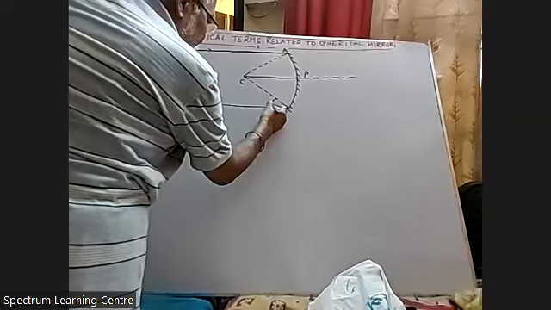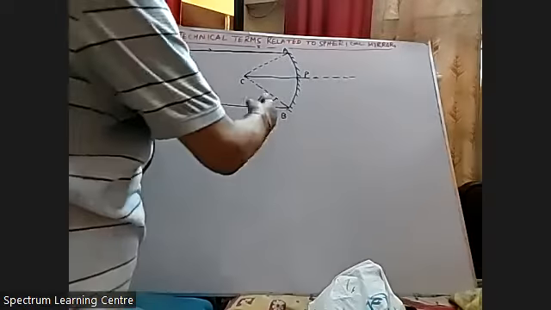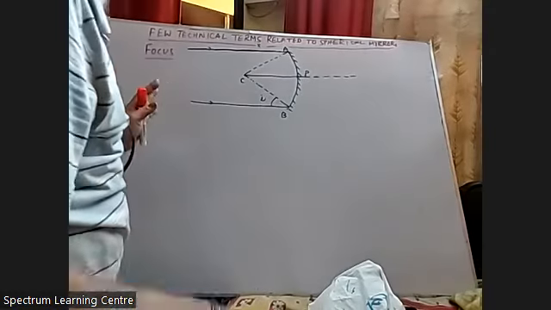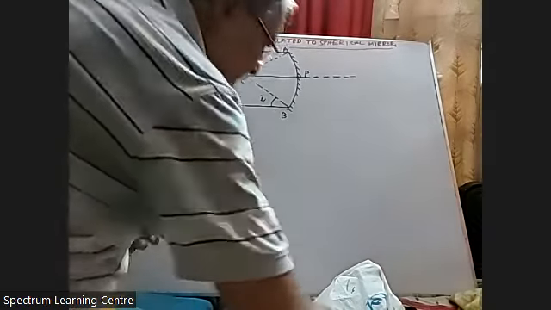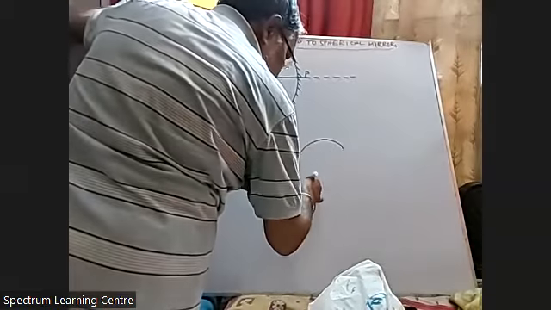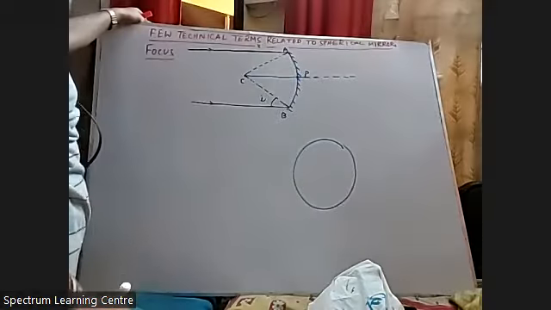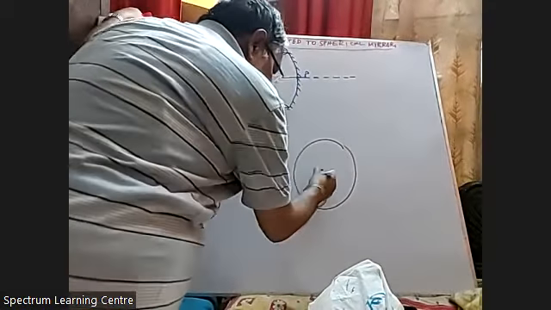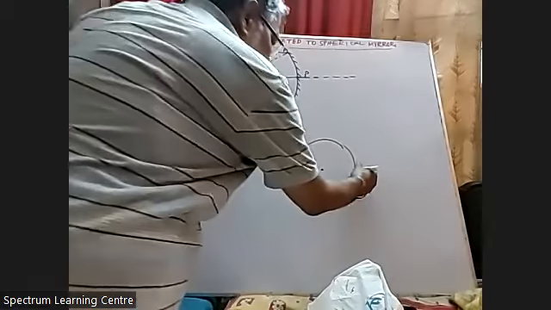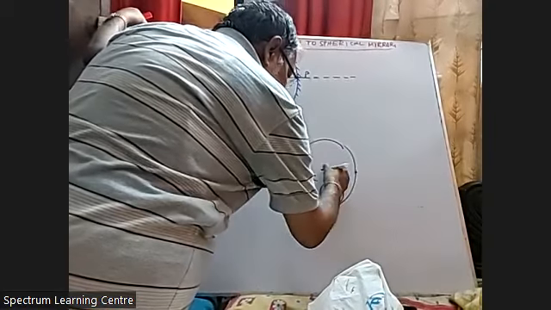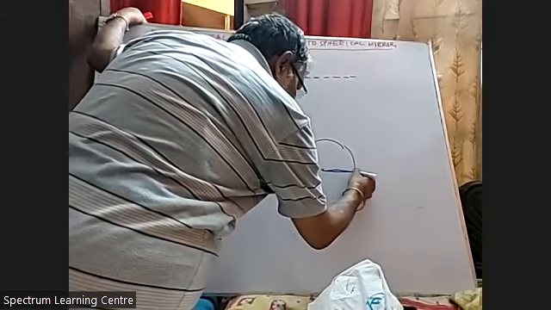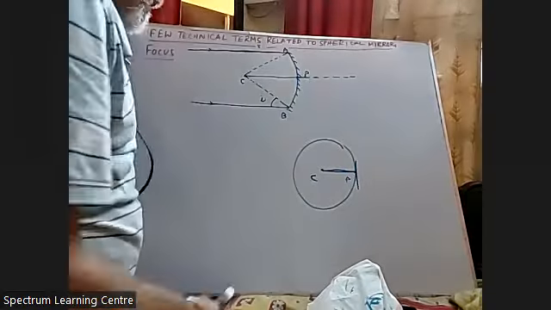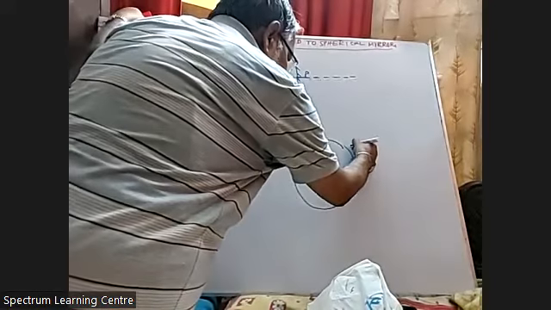Now this is your angle of incidence. Am I right? Let's understand what a tangent is. Understand it properly. Suppose this is a circle with center C. Suppose there is a point P here on the circumference. If I join CP and draw a line perpendicular to it, this is called a tangent.